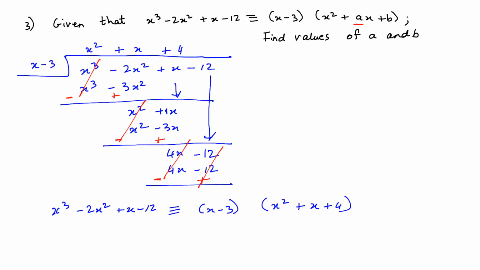A is the number before x. So what is the number before x? 1. A is 1. What about b? B is the number which has no x with it. B is a constant. And the constant here is 4. So b is 4. I hope you have understood, and I hope I've been able to help you.